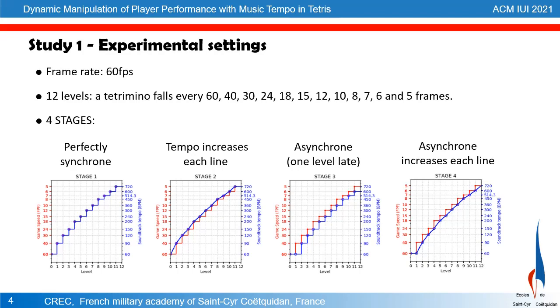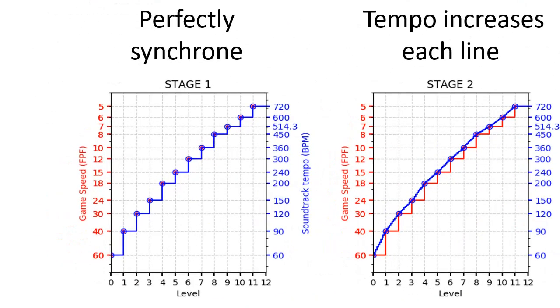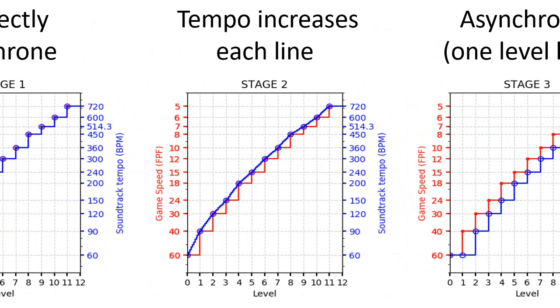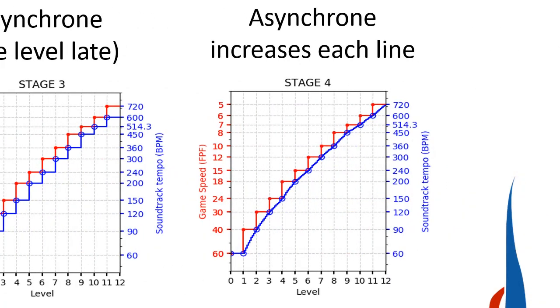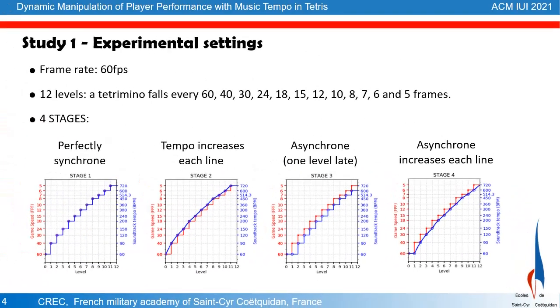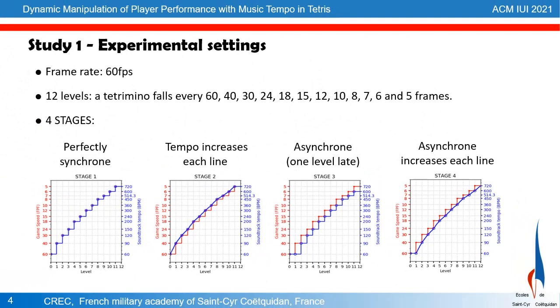The details of the settings are the following. In stage 1, the tempo increases at each level and is perfectly synchronized with the game speed. Each pulse corresponds to a falling movement of the tetrimino. In stage 2, the tempo increases at each line, and we suppose it should prepare the player to the game speed increase of the next level. In stage 3, the tempo is increased with one level of delay and is then slightly desynchronized. In stage 4, the tempo is also one level late, desynchronized, but steadily increasing each line. We assumed that the difficulty of the game would increase with the desynchronization of the soundtrack. It would slow down players' movements and would lead them to be overtaken by the speed of the tetriminos.